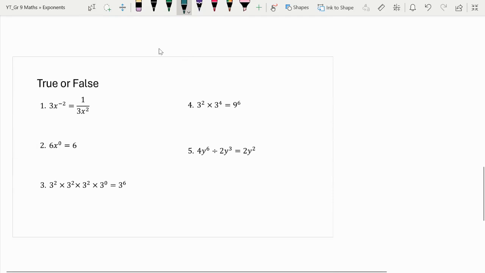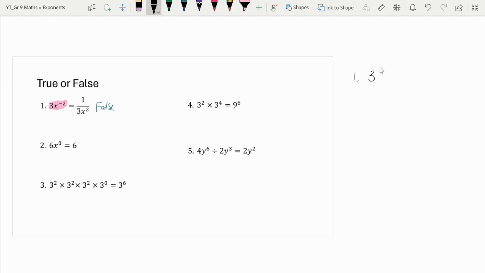Now, some true and false questions. Let's look at the first one. So we just need to comment true or false. Negative exponents. If we look at this one over here, it says 3 times x to the power of negative 2 is 1 over 3 times x squared. So maybe pause and write down if you think true or false. You can do all of them or just the first one. I think that you might have said true. But this is false. Let's see why.